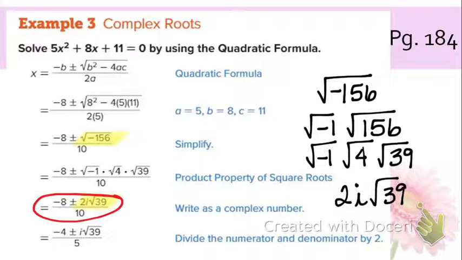So now let's look at that check that's right below example 3, and let's do that one. Let's work through that one together.